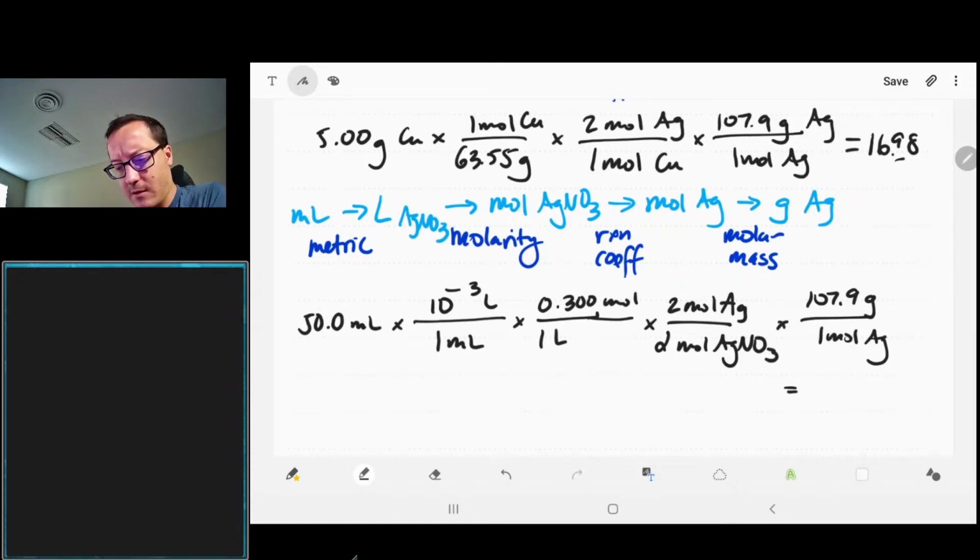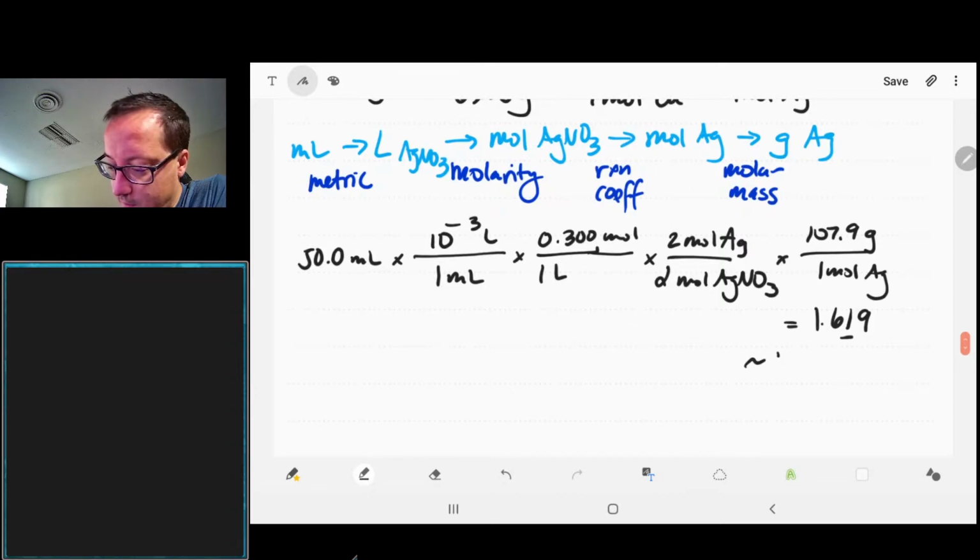Doing this math. Oh, we don't need the molar mass of silver nitrate. Why did I even look that up? See, I told you, you don't need molar mass most of the time. Times 0.3 times 107.9. We get 1.619, which we will round to 1.62.